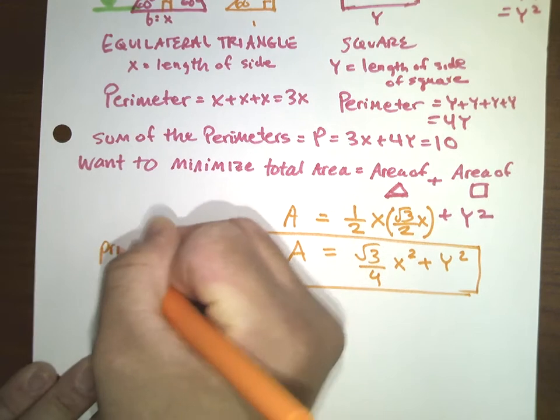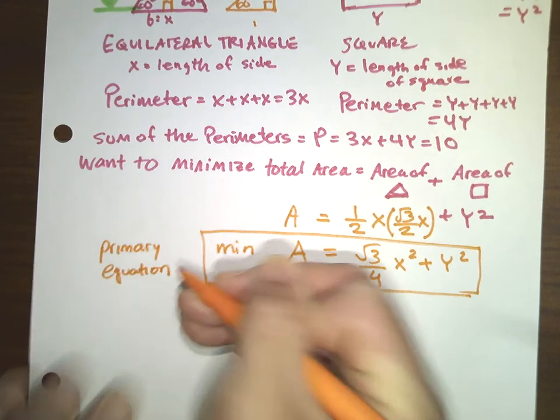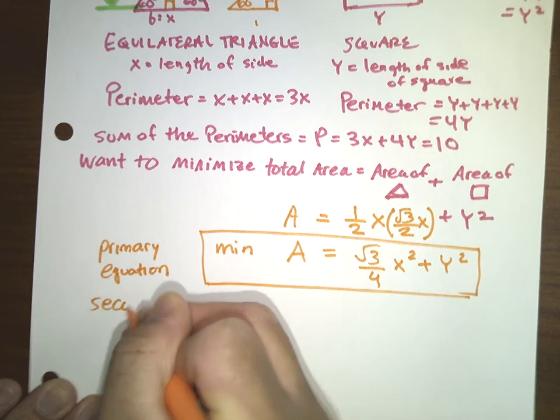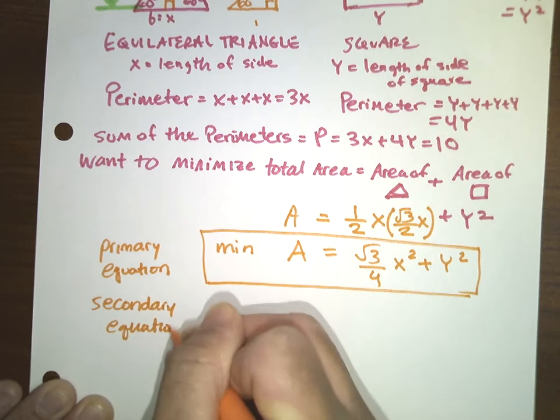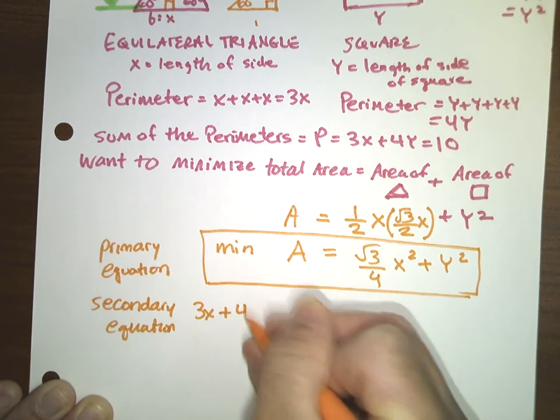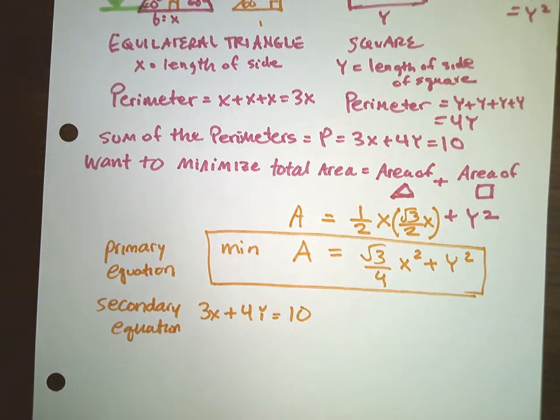So that's my primary equation. And then I already also knew that my secondary equation was 3x plus 4y is equal to 10. But hopefully you can see why. Okay. So why did I put the x next to the height? Let me go ahead and review that again.